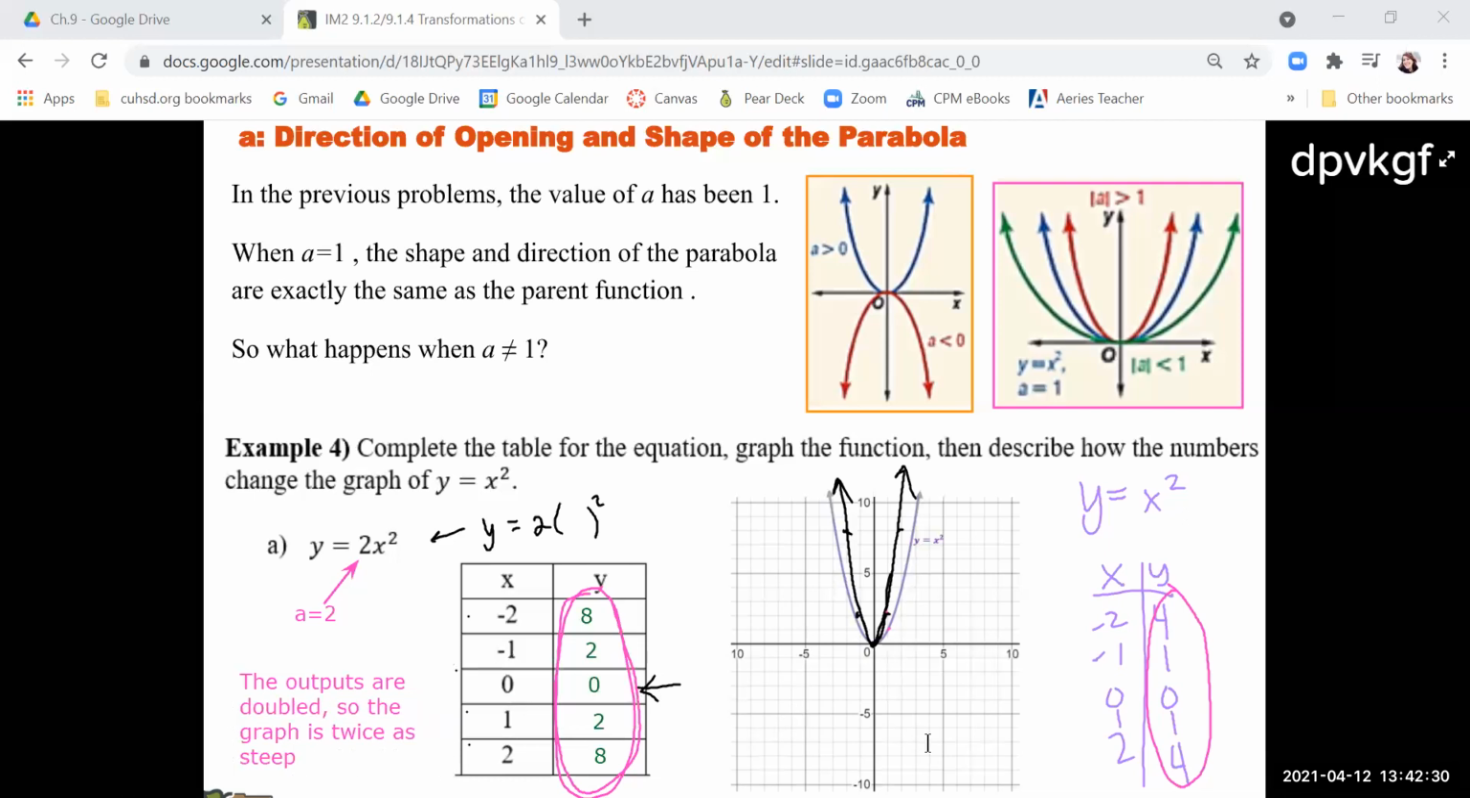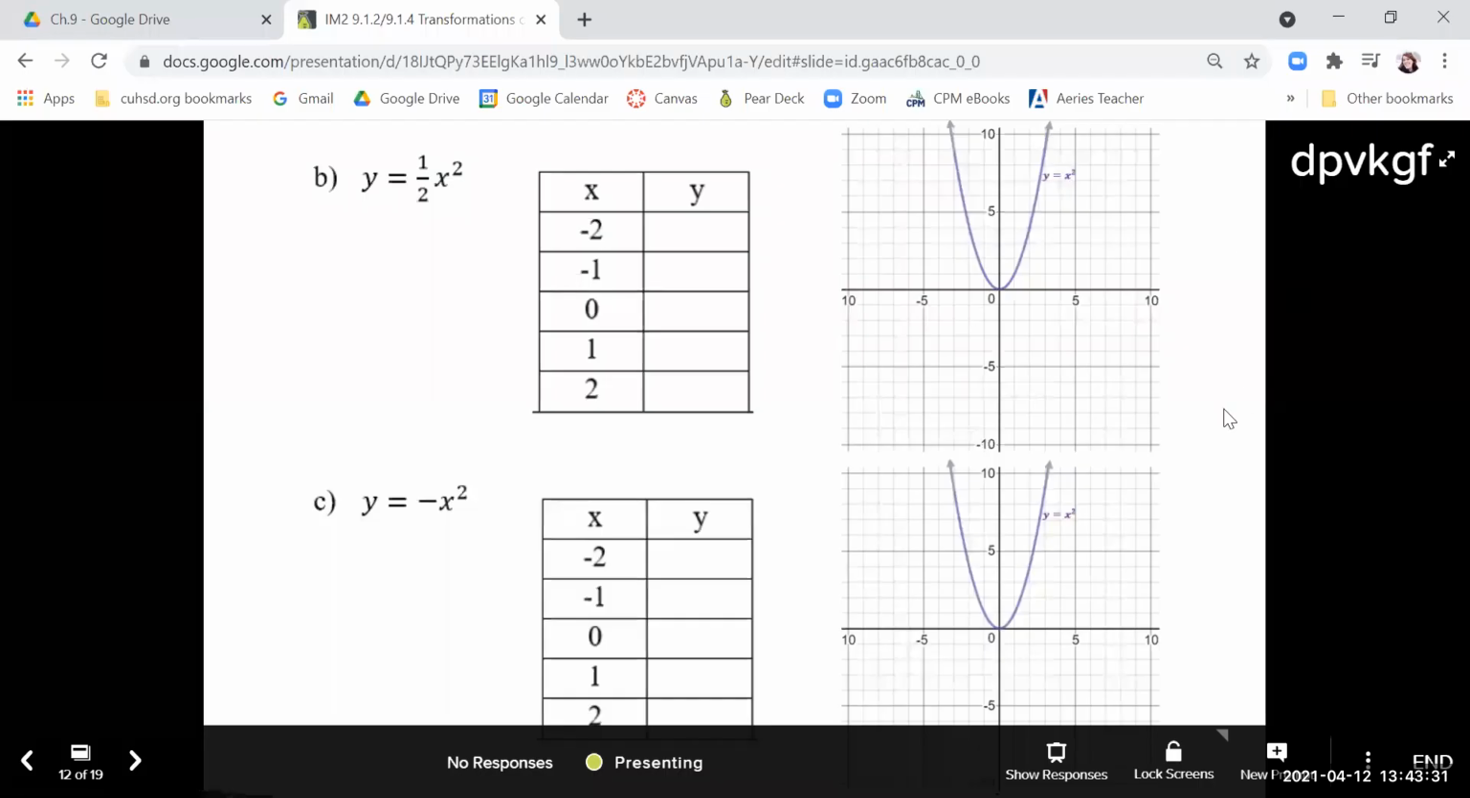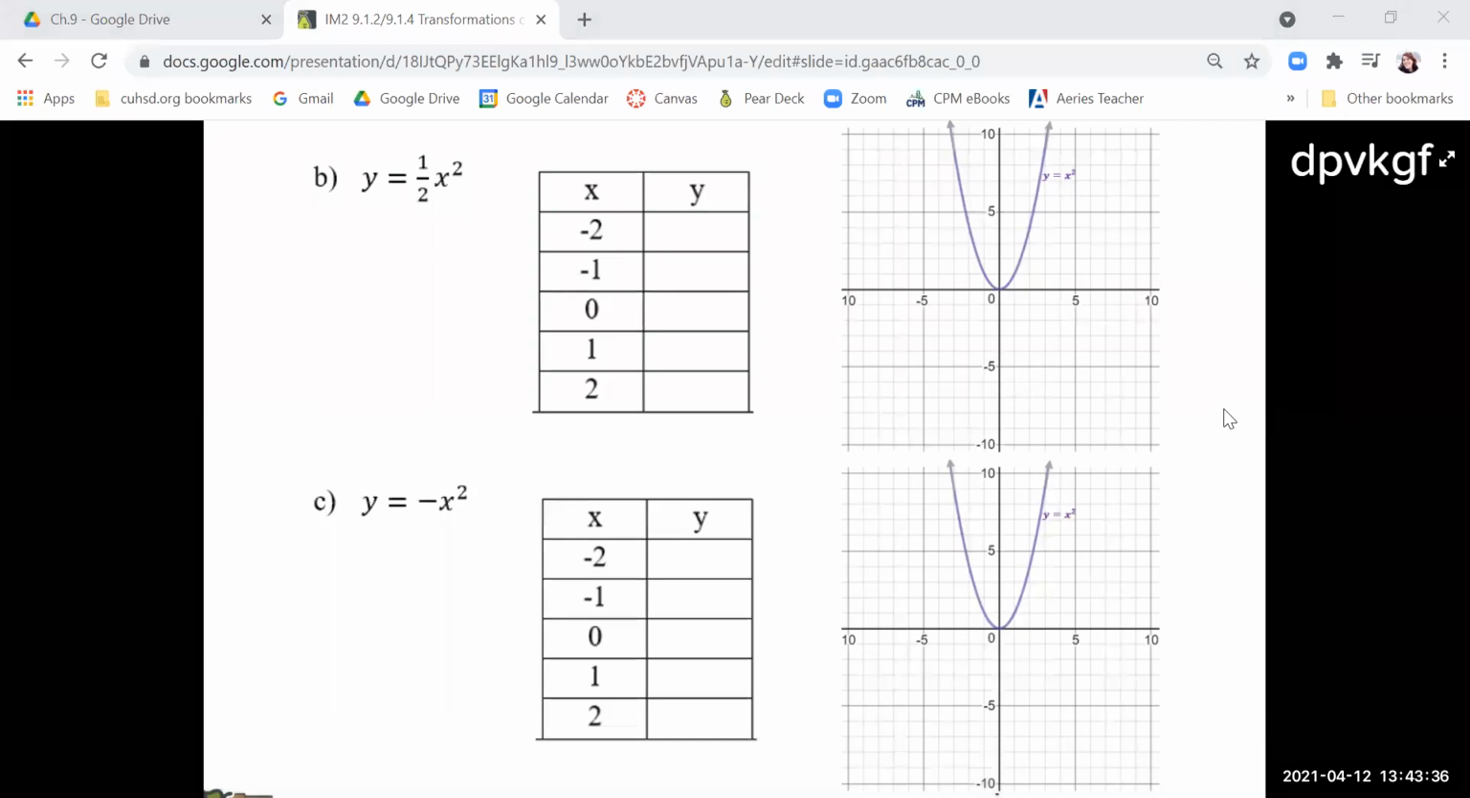The outputs are doubled, so the graph is twice as steep. Okay, so now what we're going to do is look at what happens if instead of A being a bigger number, A is a smaller number, like 1/2. So you can see here, our A is 1/2.